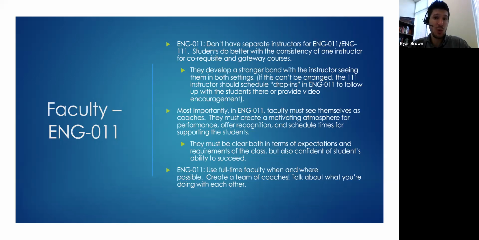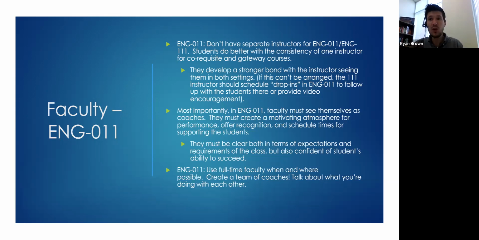It is important to make sure the expectations of the class are clear. This is support, this is a lab, but at the end of the day, you really need to take this and apply what you're learning to English 011 or 111, excuse me, in order to be successful. At the end of the day, the primary objective is to have students be successful in English 111.